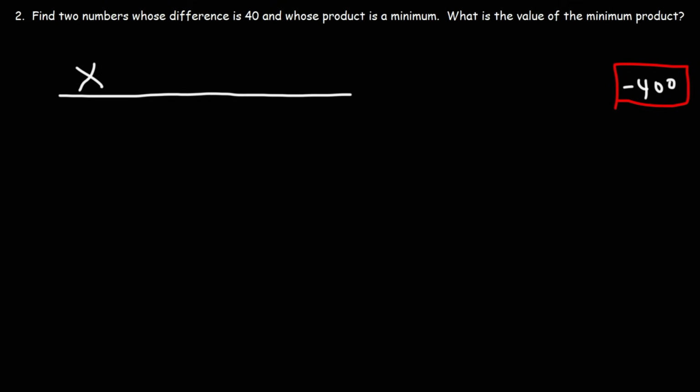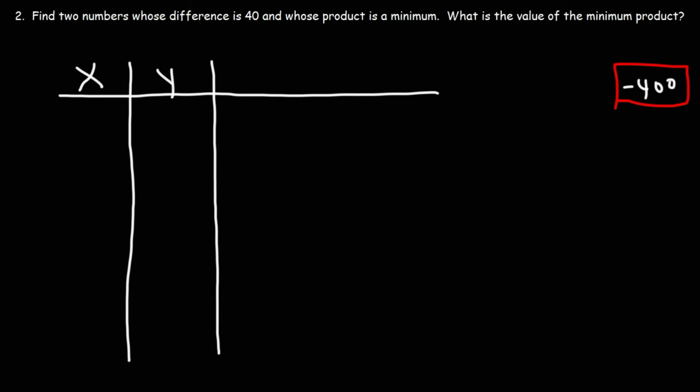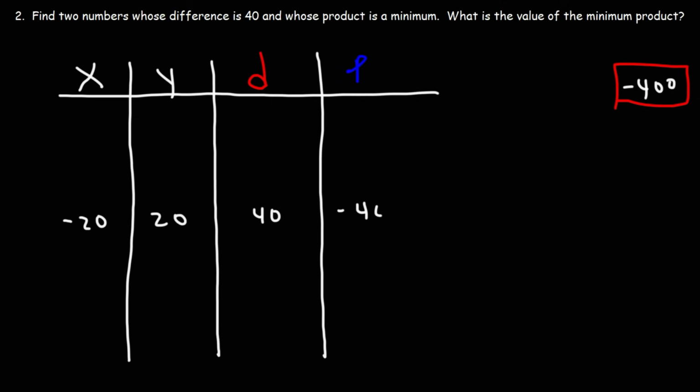So we're going to have x, y, the difference d, and then the product p. So we had 20 for y and negative 20 for x. That gave us a difference of 40, but a product of negative 400. Let's see if we could find two other values for x and y with a difference of 40, but a product that's lower than negative 400.